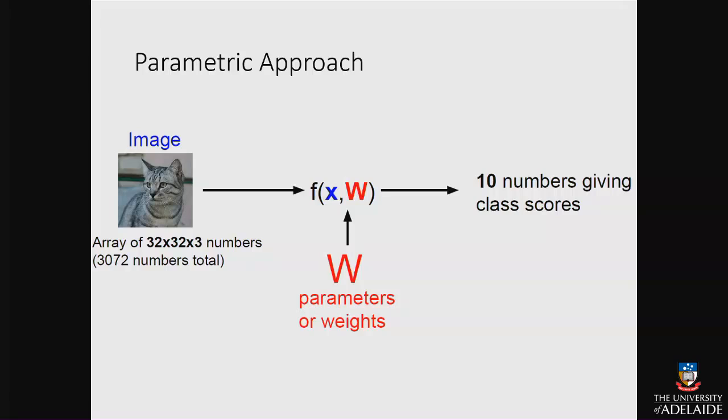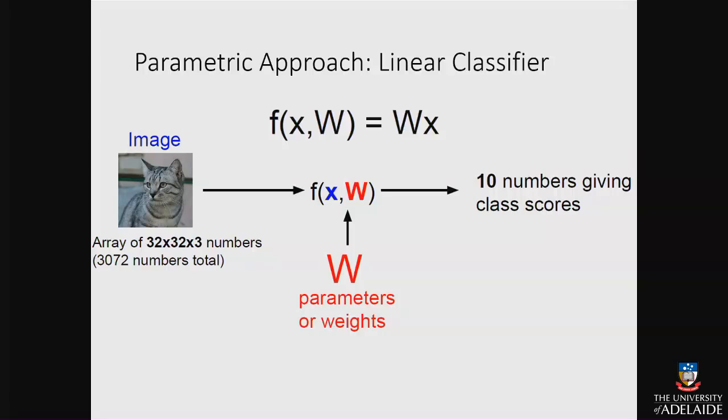Normally, we can use a parametric approach to solve this problem. Parametric approach means that we want to learn some parameters during training and use those parameters during testing. So here W is the parameters that we want to learn, x is the input, and f is some predefined function. A linear classifier just means the prediction function f is a linear function. The simplest linear function is W times x, right? So x is the input, and W is the parameter that we want to learn from our training data.